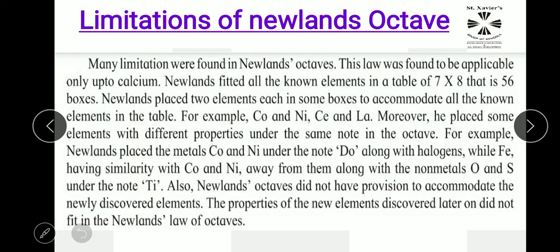When he arranged all the elements, there were a few repetitions, students. Limitations of Newlands' law of octaves, students. Many limitations were found in Newlands' octaves. Out of those limitations, a few are listed here, students. This law was found to be applicable only up to calcium.